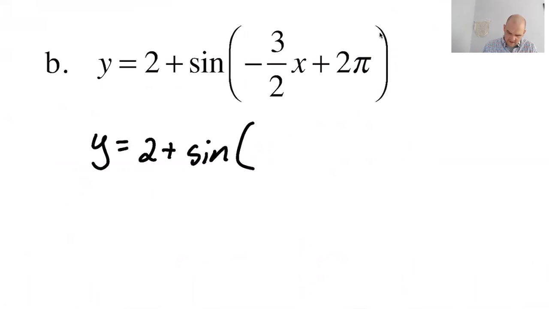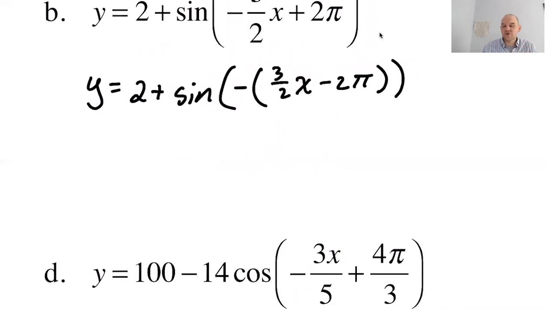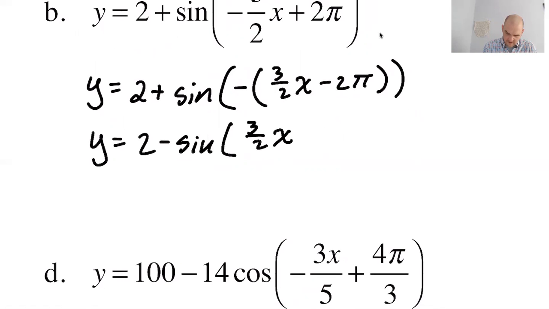I'm going to take out a negative to begin with, and it'll be 3/2 x minus 2 pi. When I'm not sure what to do, I do things a step at a time. I think it's a really good strategy, but it's up to you. Sine is an odd function, so the sine of negative theta is the negative of the sine of theta. So I'm going to take out that negative sine, and now I have 3/2 x minus 2 pi.